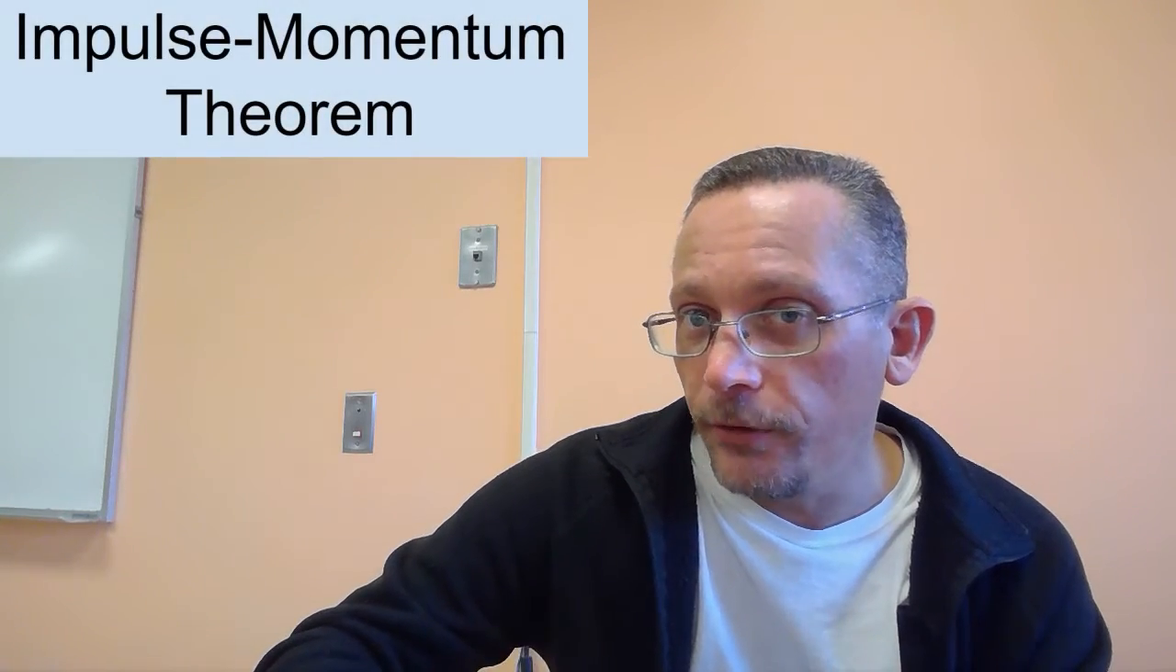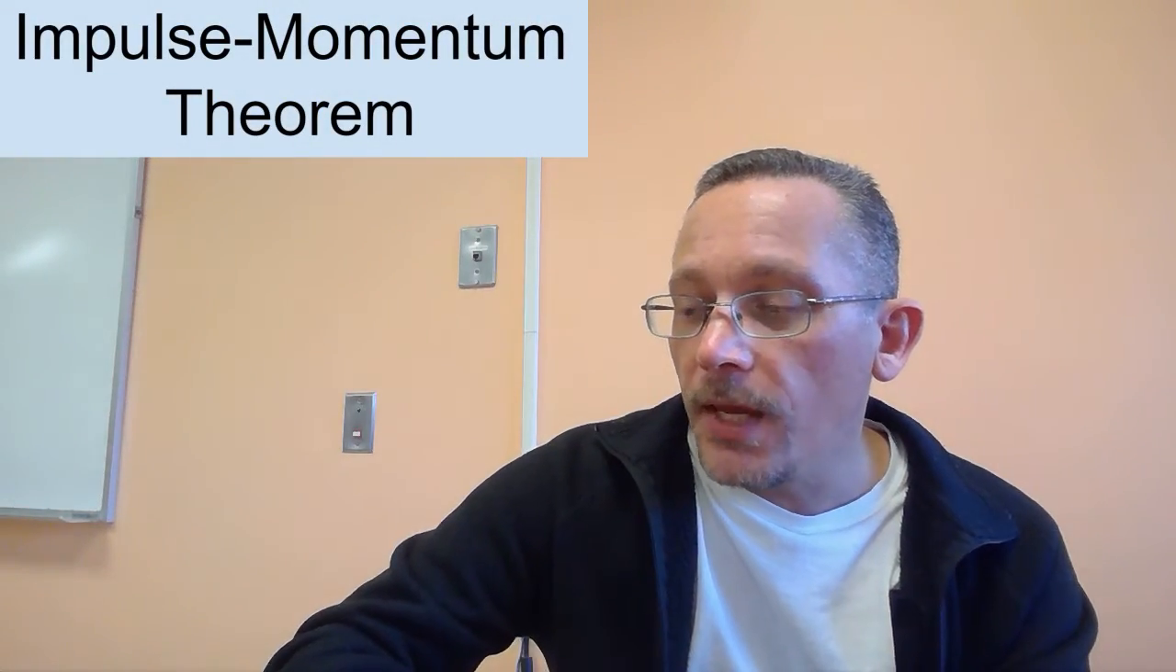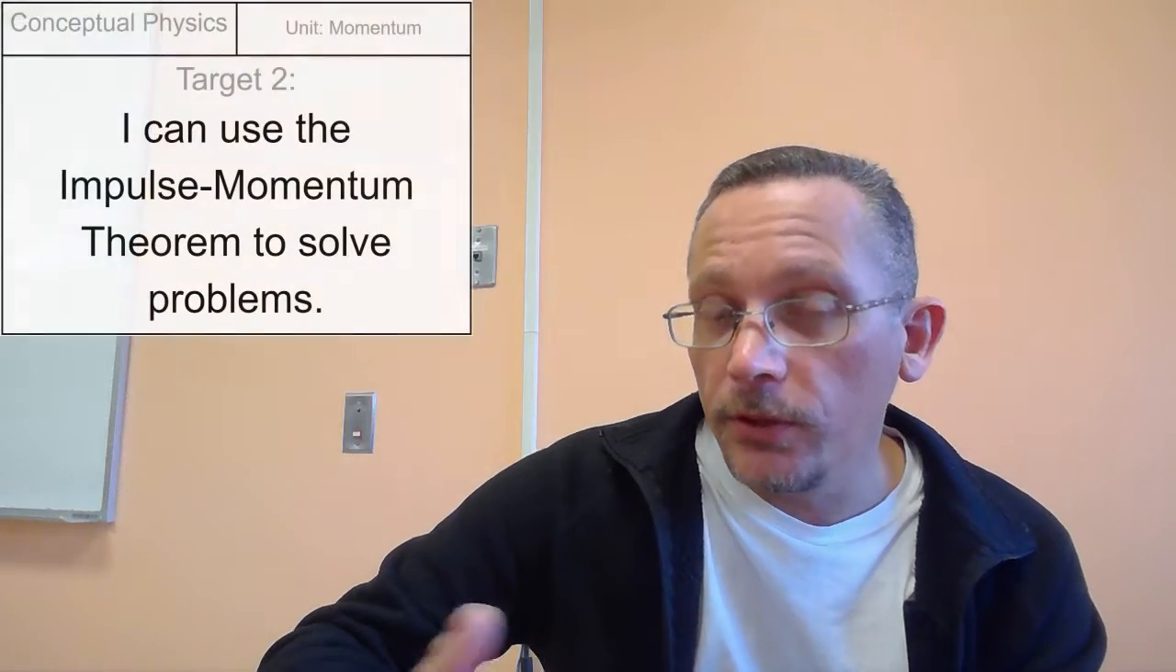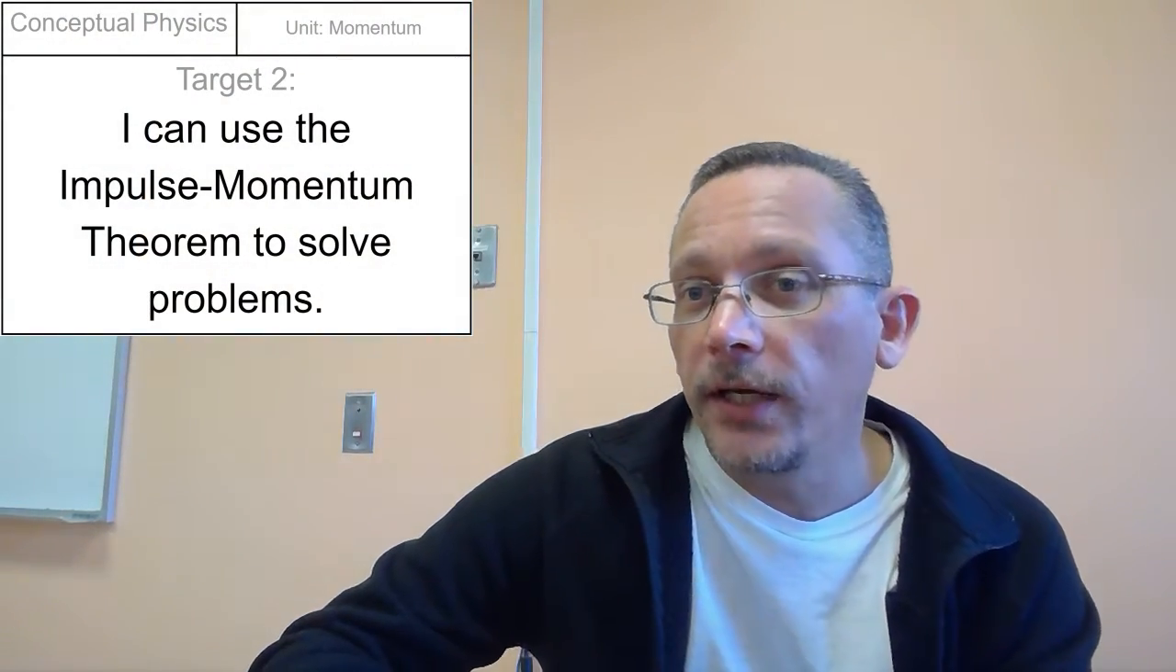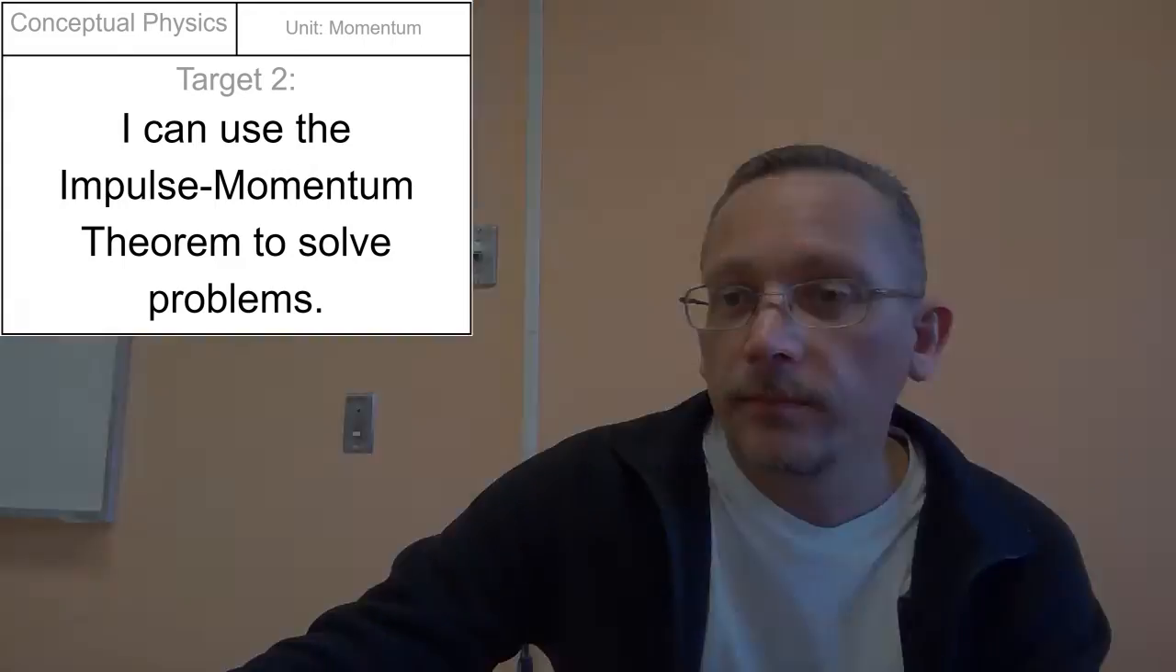Hey guys, so in our last lesson we talked about momentum. We talked about what momentum is. We learned the equation P equals mv, momentum equals the mass times the velocity. And today we're going to go a little bit further, and we're going to talk about what's called the impulse momentum theorem. Our target for today is to be able to use the impulse momentum theorem to solve some problems. So let's go ahead and talk about what that means.